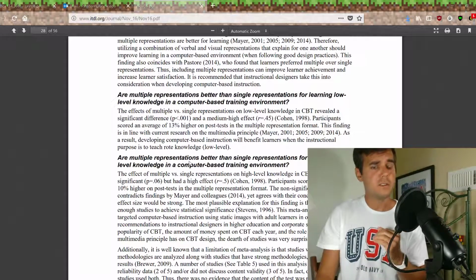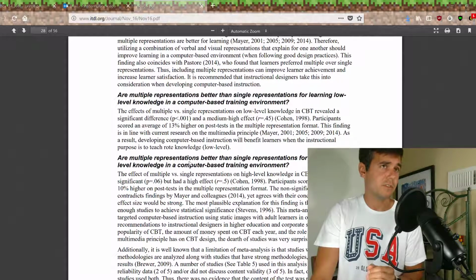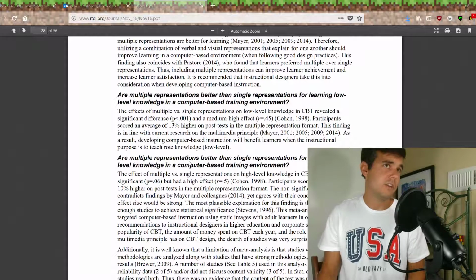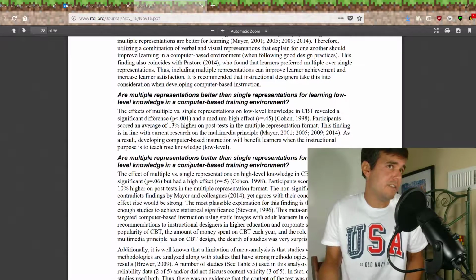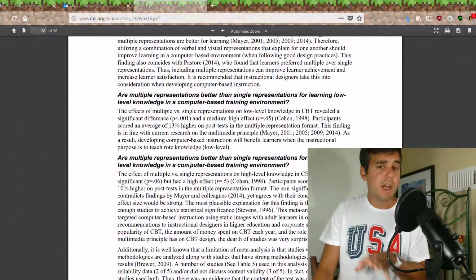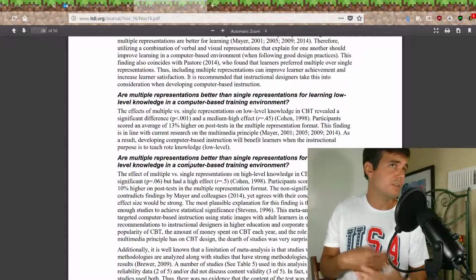Now for high-level learning, I did not find a significant difference, agreeing with the findings of Dwyer's meta-analysis. I did not find a difference, but you have to remember I only had 5 studies to work with. So it's very hard to generalize those results. Had I had 50 studies, would I find a difference? I don't know.